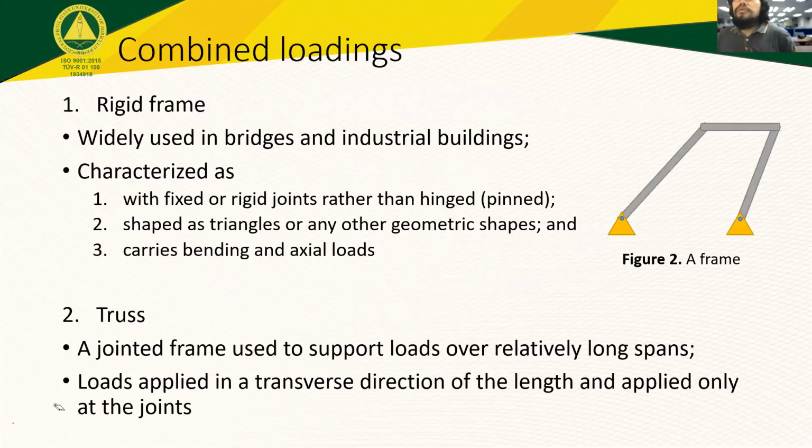And if you see in figure 2, we have here a very simple frame which has 4 joints and 3 members. Two of the joints, or the 2 points, are connected by a pin. Usually the joints are fixed or rigid, other than pinned, or what we say hinged.